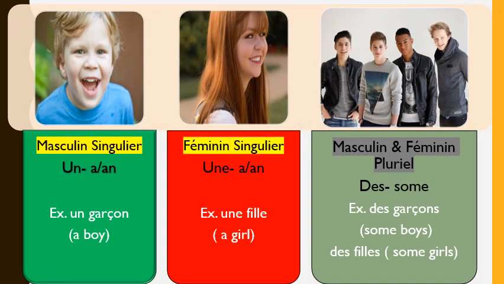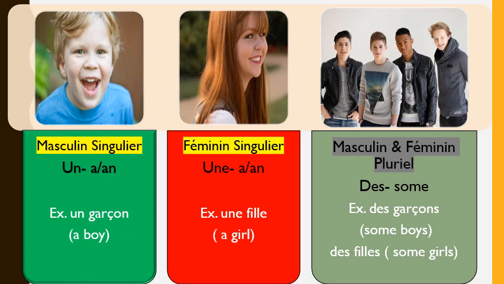Now let us see les articles indéfinis. In French, masculine, feminine and plurals matter a lot. So now, if the noun is masculine and singular, the indefinite article used is un. What is it? Un. I repeat again. If the noun is masculine and singular, the article used is un. It is the same as we have a and an in English.